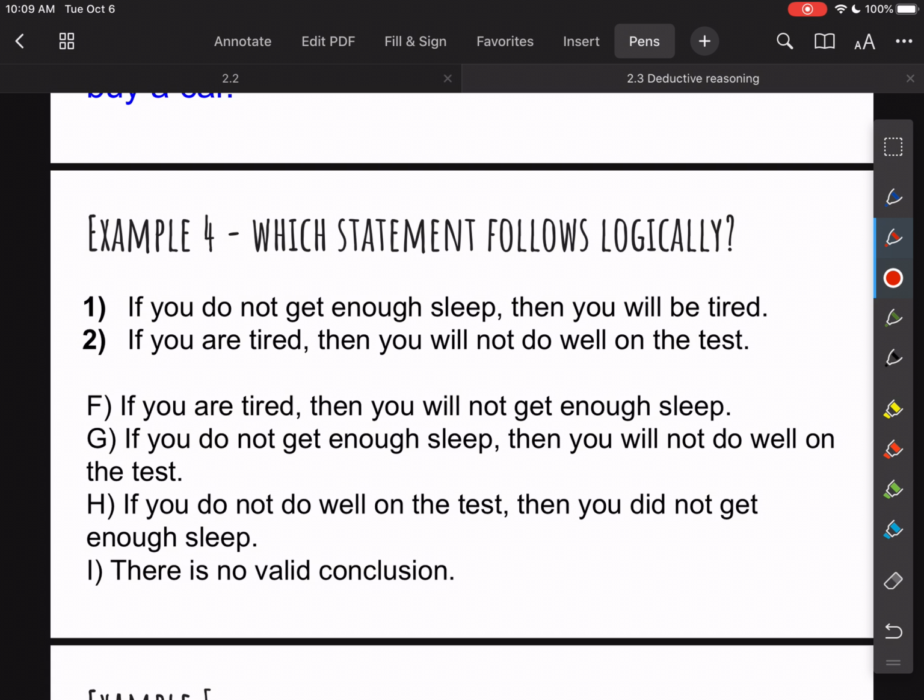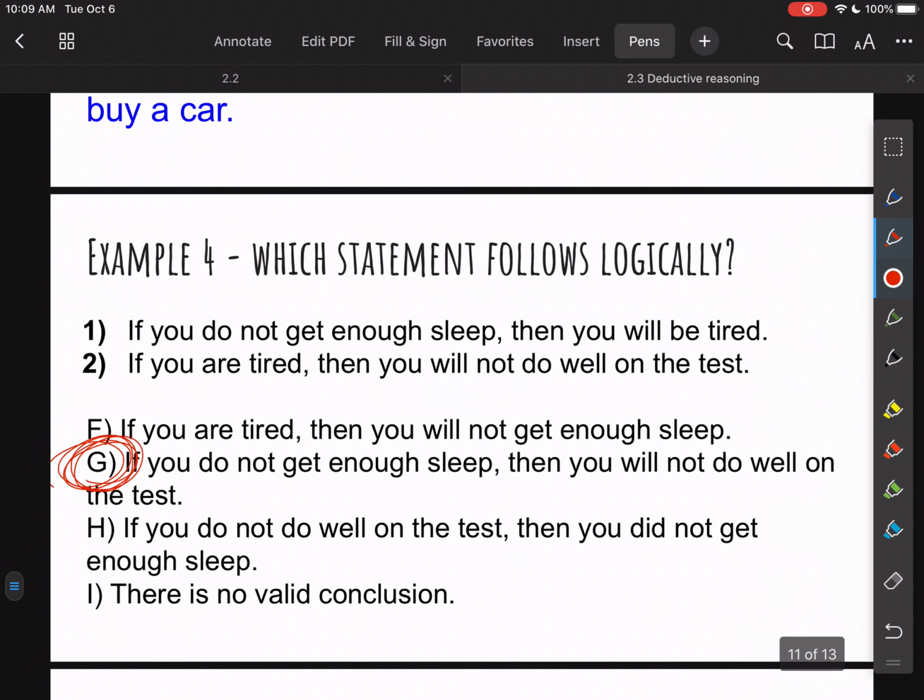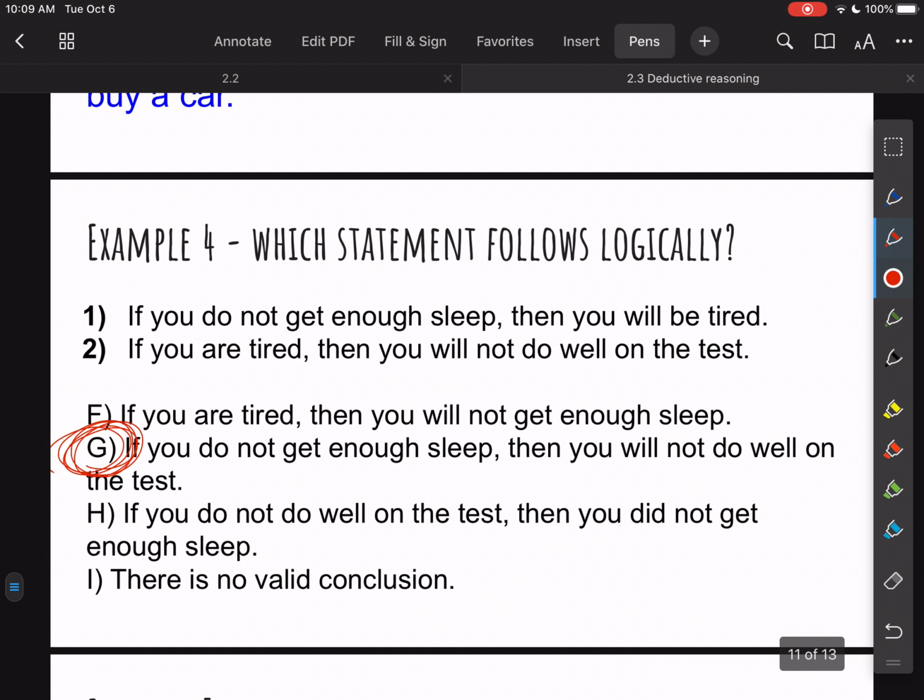Okay, that doesn't really make sense, right, with any of the logic that we've talked about. Let's look at G. If you do not get enough sleep, then you will not do well on the test. If we look at G, I'm going to circle G here, because G just used the law of syllogism. Do you notice that, you guys?